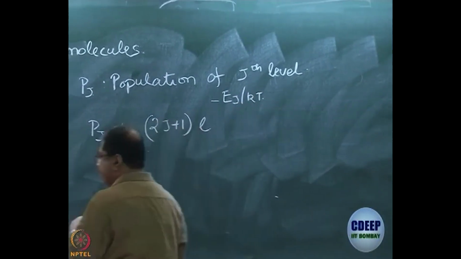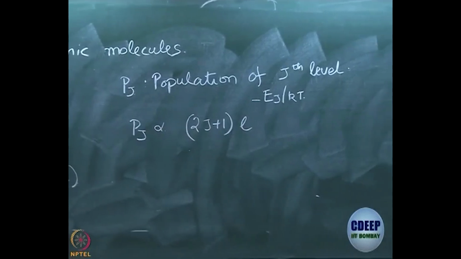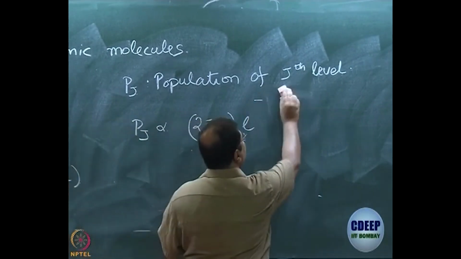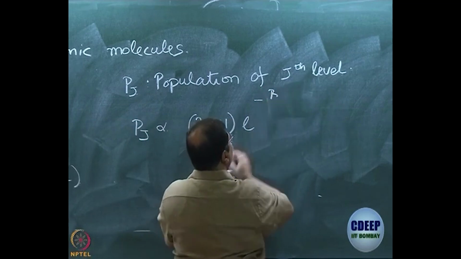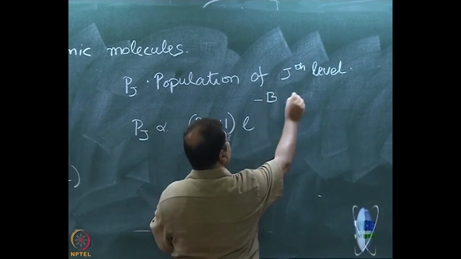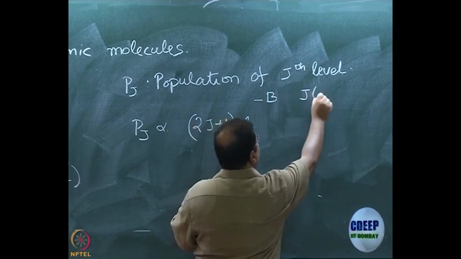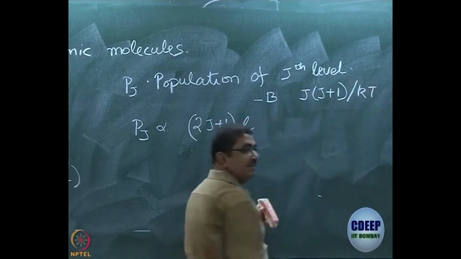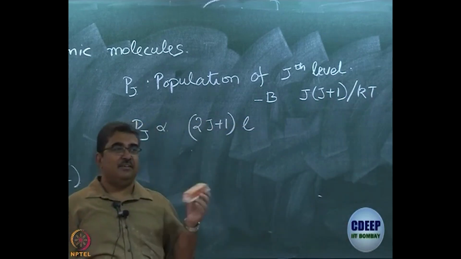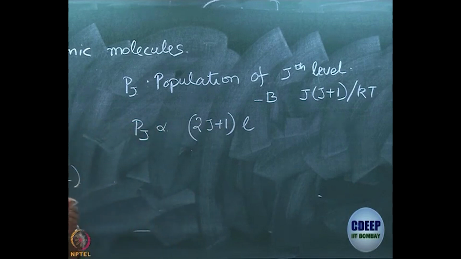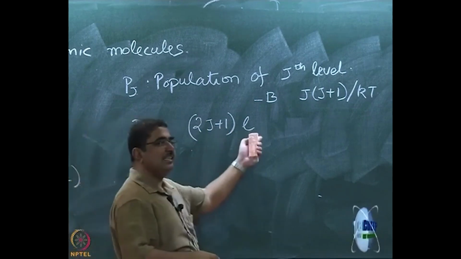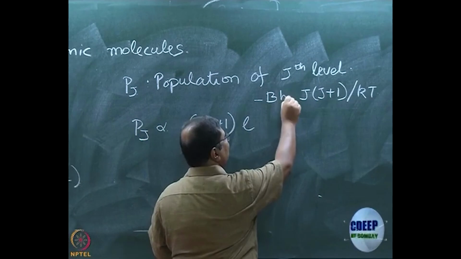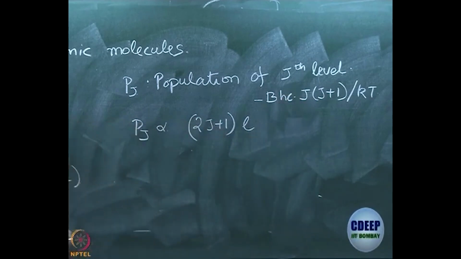So, let me write the expression for E_J. What is the expression for E_J? B J into J plus 1 divided by kT, is that right? Well, generally you do not write kT in centimeter inverse. So, it is better to convert epsilon J to E_J. So, you have to write hc here also, that is why I left the gap. So, minus B hc into J plus 1 divided by kT, okay.